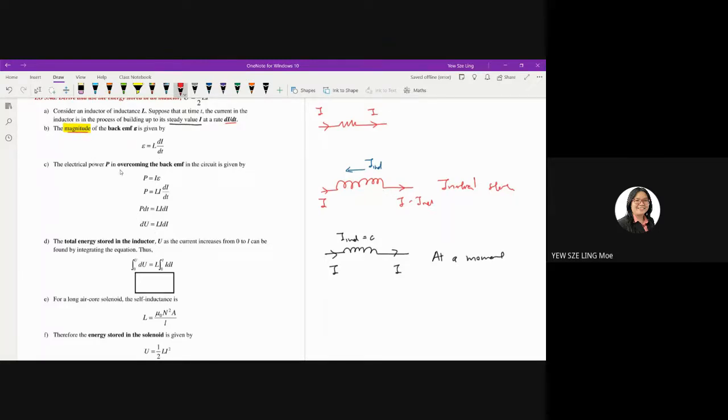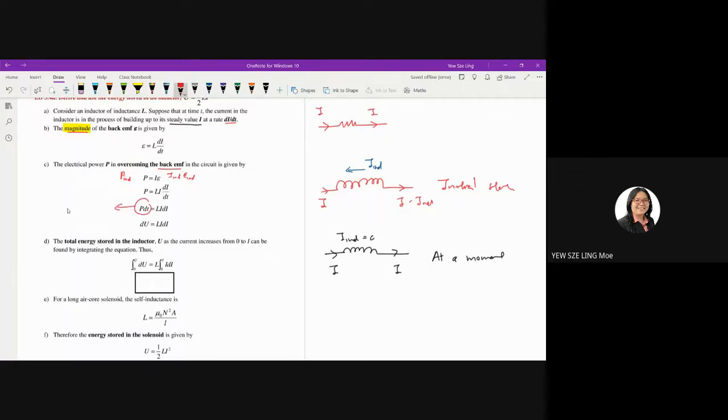So the electrical power in overcoming the back EMF: if you're looking at back EMF, P equals I induced times EMF induced. Why? Because now you're looking at P induced, so they all must come from the same family. So P equals Li di over dt. P dt equals Li di. Rearrange the equation. Now this part is equal to energy.